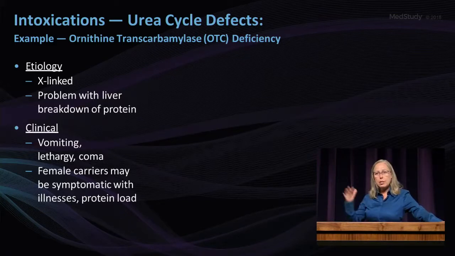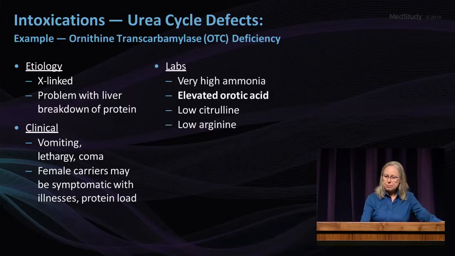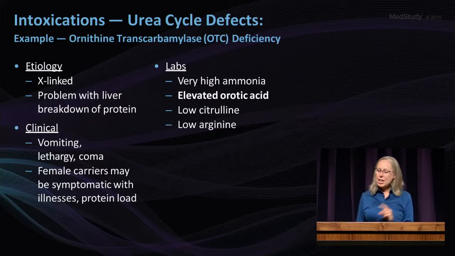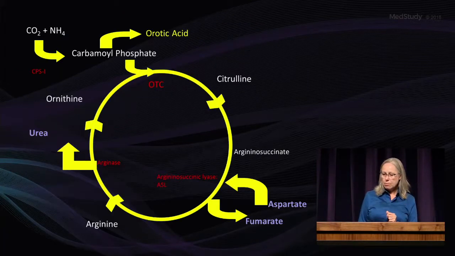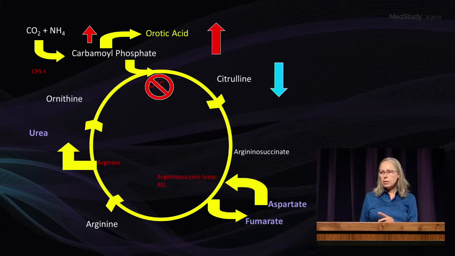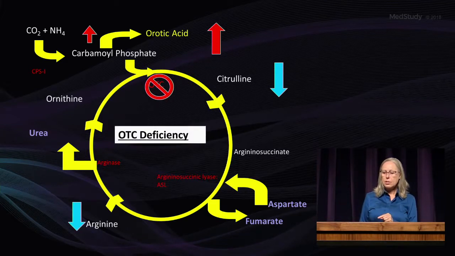So women can look just like the boys in the right scenario. And it's not uncommon to see on the adult ICUs that this has been missed. So be aware that it's out there. Very high ammonia. This one will give you an elevated orotic acid, a low citrulline, and a low arginine. So here's OTC at the top. You take it out. You're backed up behind now, so the orotic acid goes up along with your ammonia. After the block, the citrulline is still down and the arginine is still down. So that's OTC deficiency.